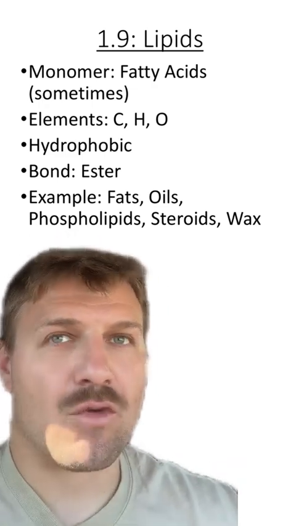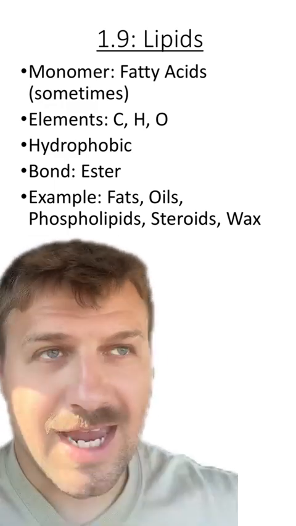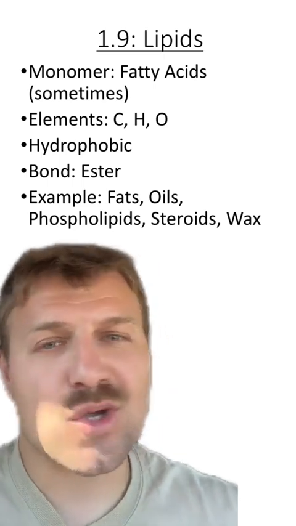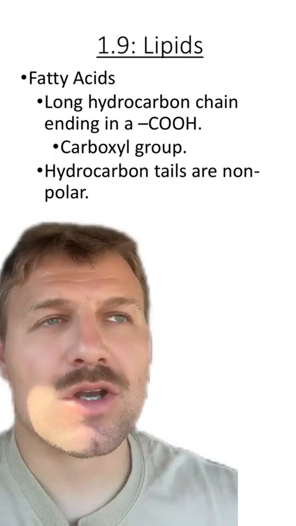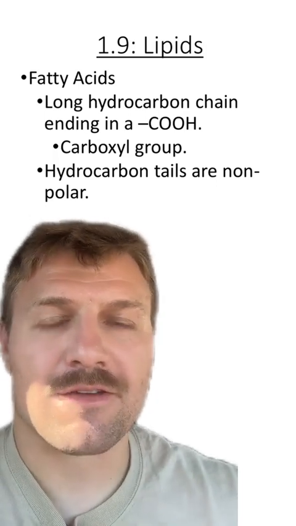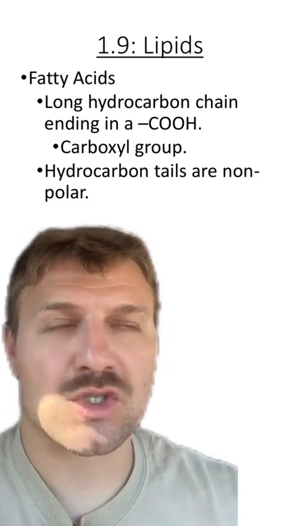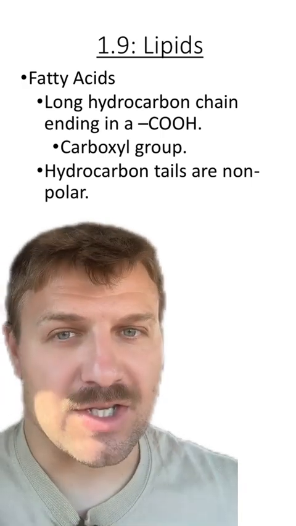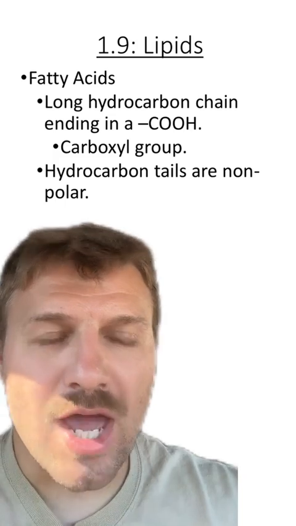The bonds that form between these monomers are called ester bonds. And examples of lipids are like fats, oils, phospholipids, steroids, and waxes. Like I said before, not all lipids are composed of fatty acids, but fatty acids are long hydrocarbon chains, which mean they have carbons and hydrogens. And then they end in something called a carboxyl group, which is a COOH group.